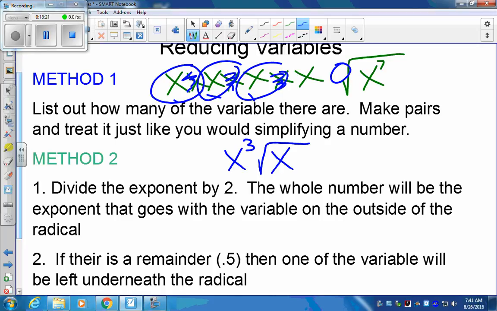So that's my answer. Method number 1 is list them out, make your pairs, count how many there are, and that's going to be the exponent on the outside. And if there's an x left over, it stays underneath. Now, that totally can work. However, what if I give you x to the 52nd? You're not going to want to draw 52 x's. You can, but it's a little more involved.